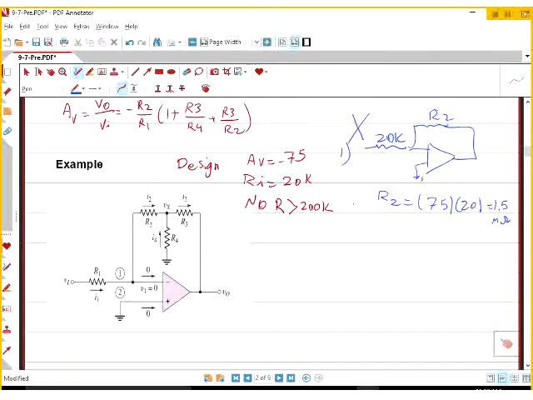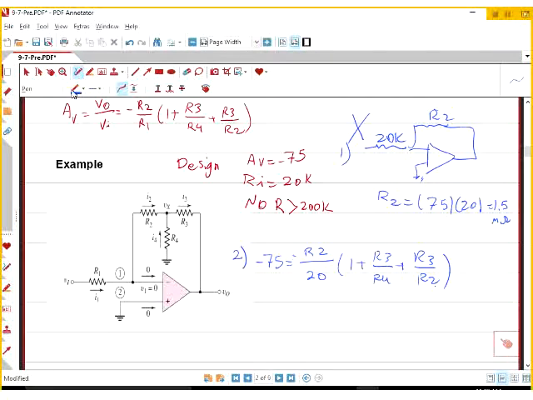Okay, approach 2, we're going to use the T network. And I have that equation there. Input resistance is exactly the same as before. So let's have minus 75 this side. R2. What has to be R1? What is the R1 here? 20K. Okay. 1 plus R3 over R4 plus R3 over R2.